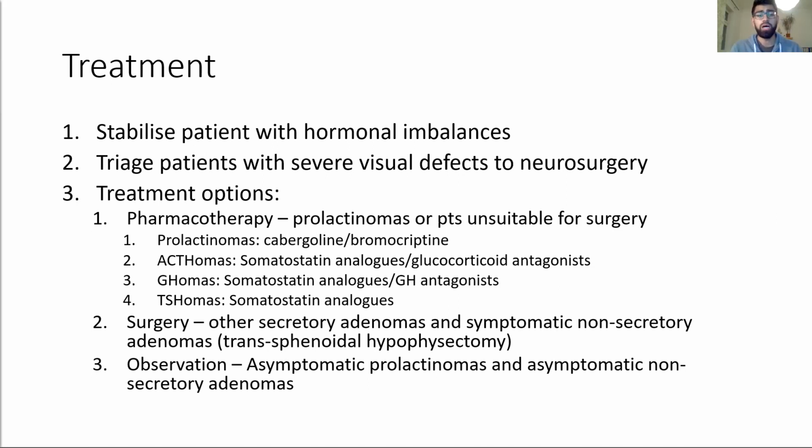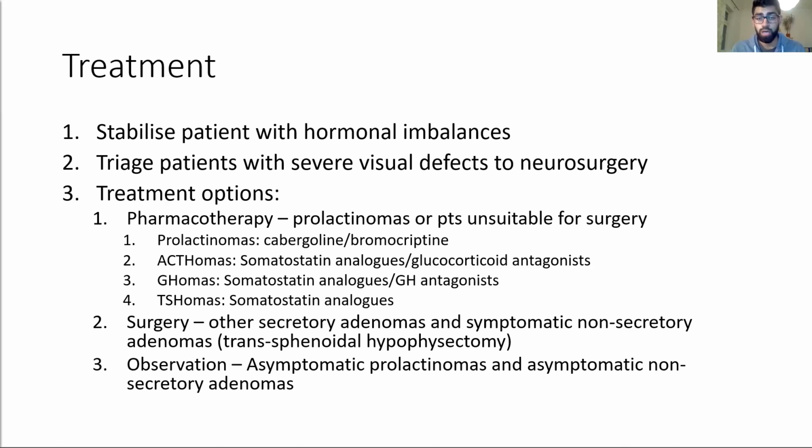So for prolactinomas, we can administer cabergoline or bromocriptine. Cabergoline is first line, bromocriptine second line. For ACTH secreting tumors, somatostatin analogs, so pasireotide, or glucocorticoid antagonists, like I've mentioned, for example, mifepristone. Growth hormone secreting tumors, so again, we can administer somatostatin analogs, for example, octreotide with or without cabergoline, and also growth hormone antagonists. And for TSH secreting tumors, again, somatostatin analogs can be used.